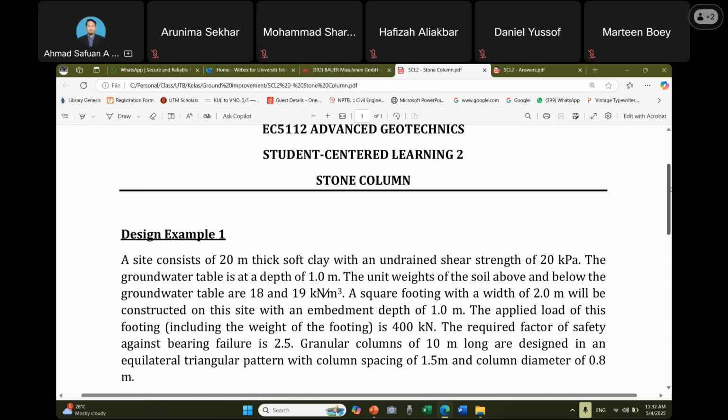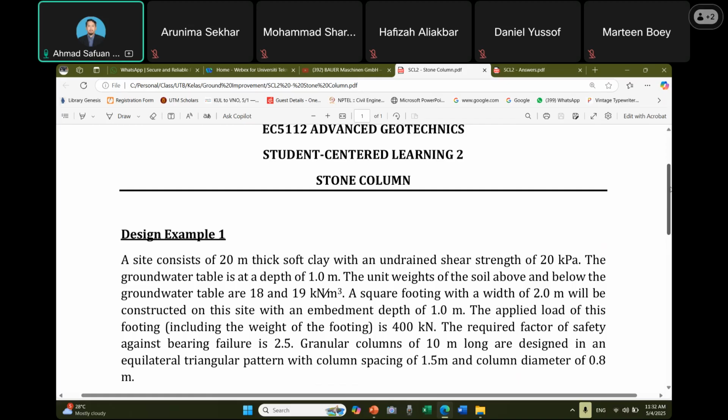A site consists of 20-meter thick soft clay with an undrained shear strength of 20 kPa. The groundwater table is at a depth of 1 meter. The unit weight of the soil above and below the groundwater table are 18 and 19 kilonewton per meter cube. A square footing with a width of 2 meter will be constructed on this site with an embedment depth of 1.0 meter.